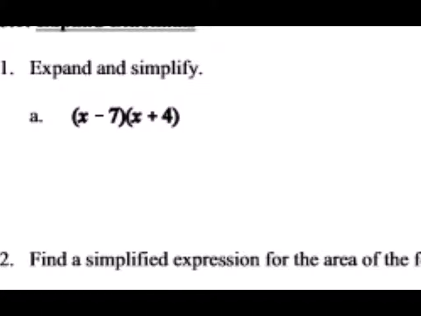When we're expanding and simplifying, all we're doing is just expanding the binomial that we have here. So the first term is x. We're going to multiply that by everything in the second bracket to get x squared plus 4x, as you see. Now we're going to do the same thing for the second term in the first bracket, and we're going to get negative 7x and minus 28.